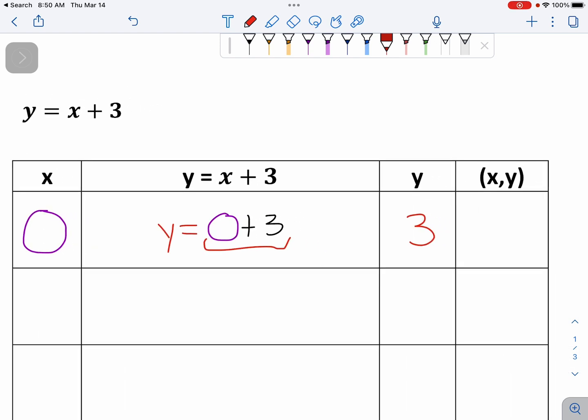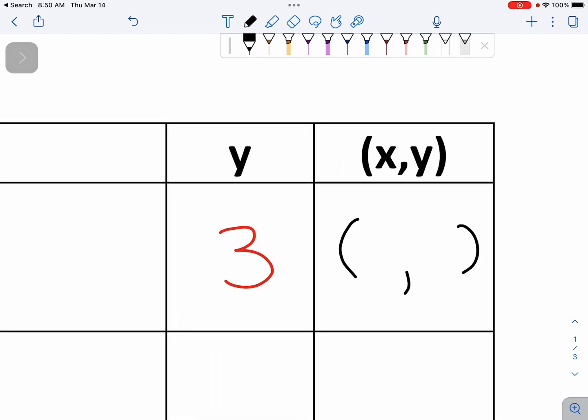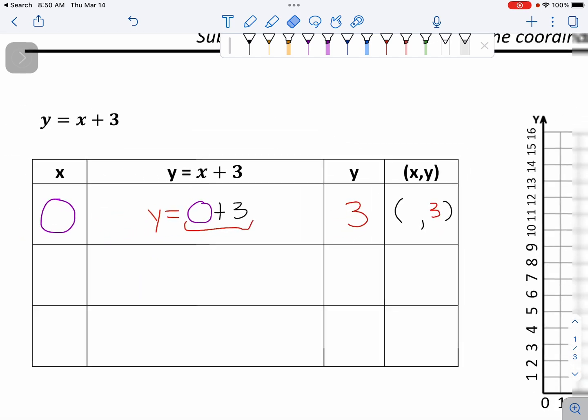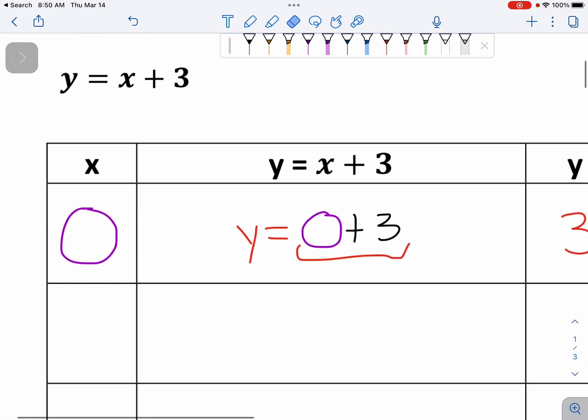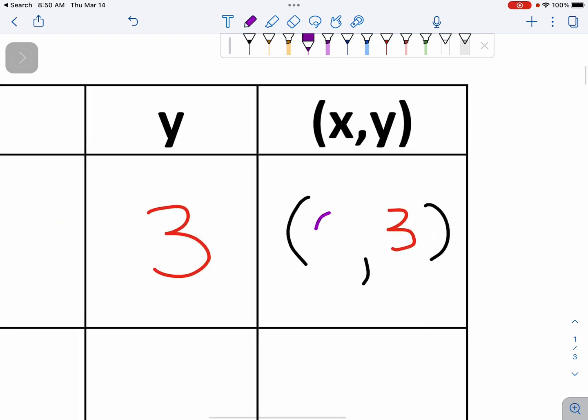The next box over, where it says x comma y, you need to put in parentheses first the x value and then the y value. Well, we just figured out that y was 3, so I'm going to write y second, because in the alphabet, x, y, z, x comes first, and we made x be 0. So then I'll put 0 underneath x.